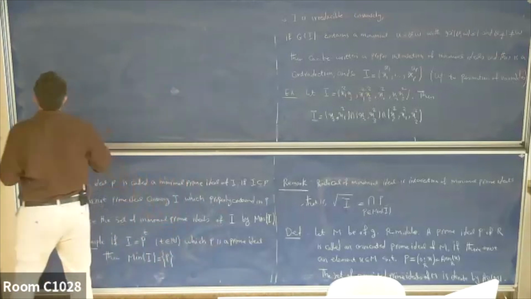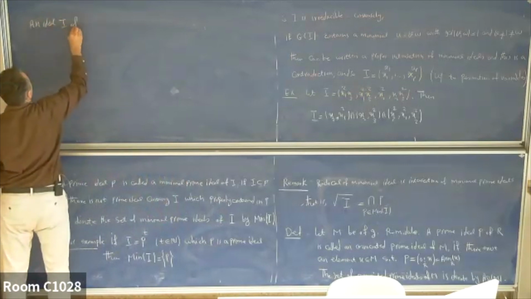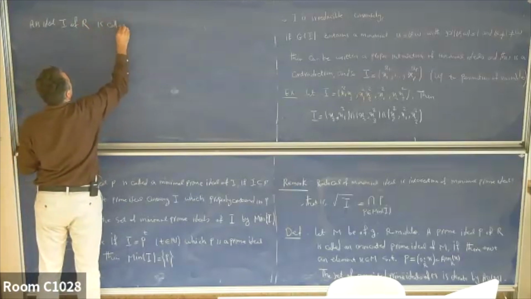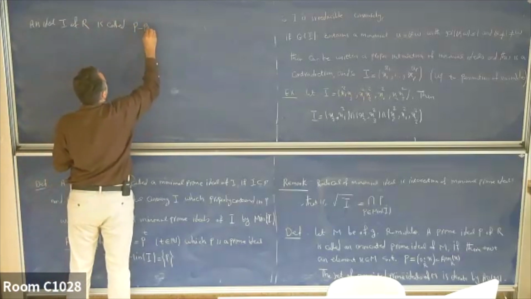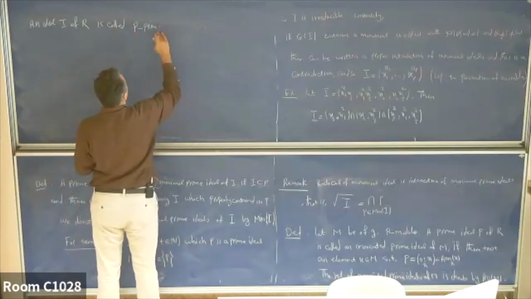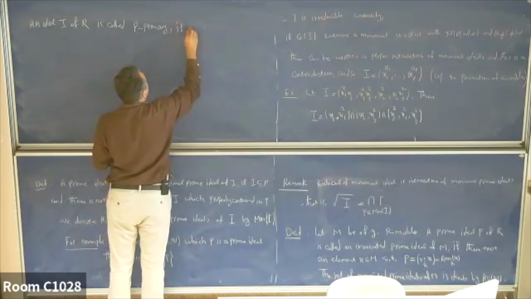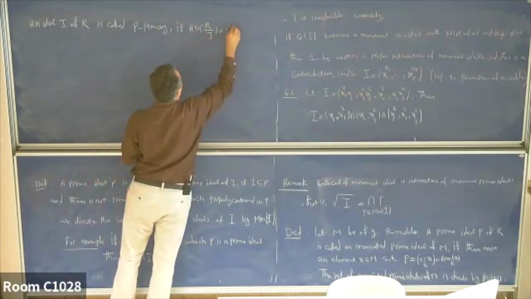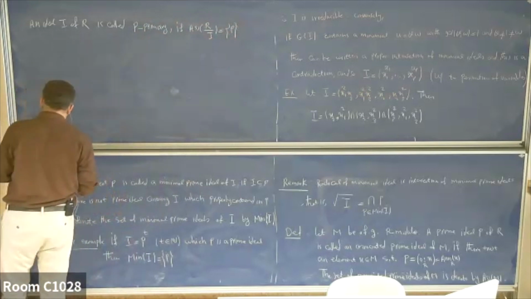An ideal I of R is called P-primary, where P is a prime ideal, if Ass(R/I) is equal to P. Then we say that I is a primary ideal.